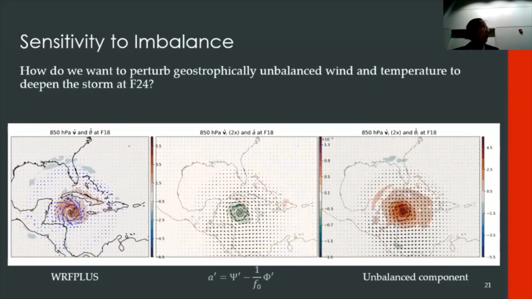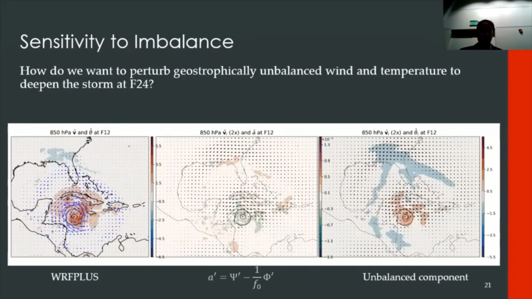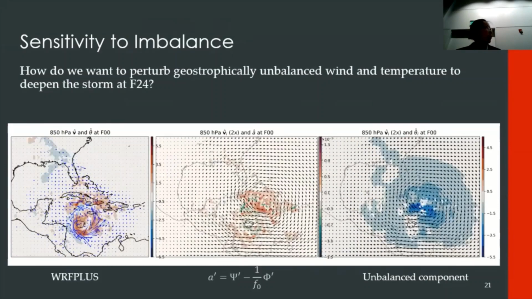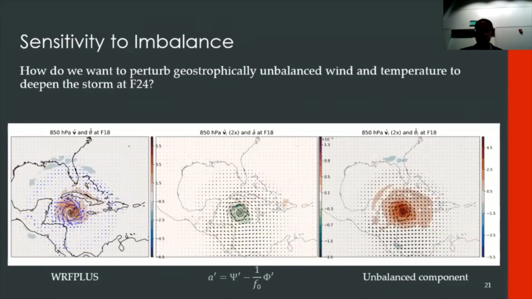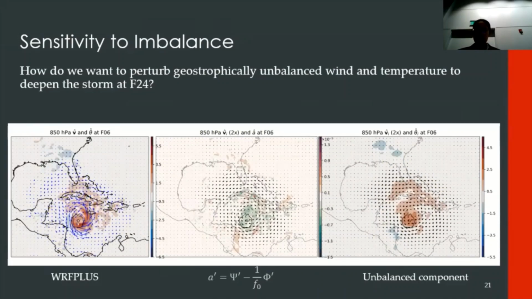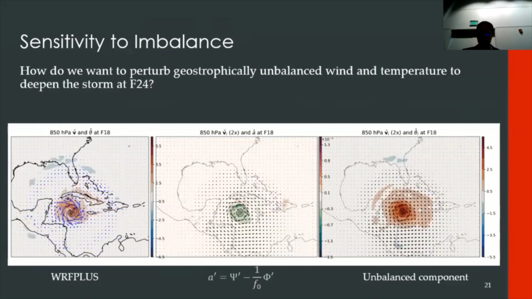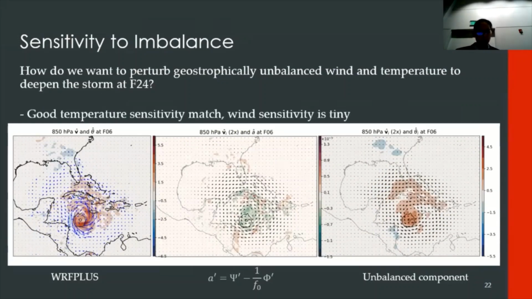Now we look at the sensitivity to imbalance in the middle at 850 hectopascal. On the left is again from WRF output, and on the right is the unbalanced component of the wind sensitivity and temperature sensitivity inverted from the A hat in between. We see there's a good match between the sensitivity to temperature on the left panel and on the right panel. They're both showing at lower level, we want more warm temperature for the storm to deepen. And the wind sensitivity is really small in this case compared to what you have in the balanced case.